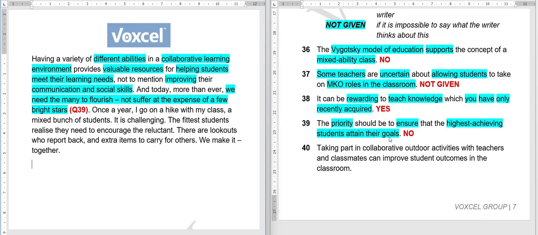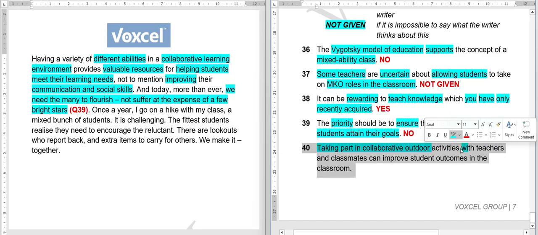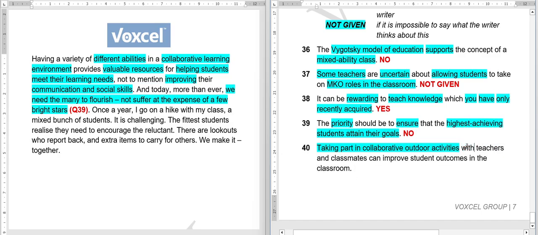Clear? Let's read the 40th question now. Taking part in collaborative outdoor activities with teachers and classmates can improve student outcomes in the classroom. So we're talking about collaborative outdoor activities with teachers and classmates, and whether it can improve students' outcomes in the classroom.